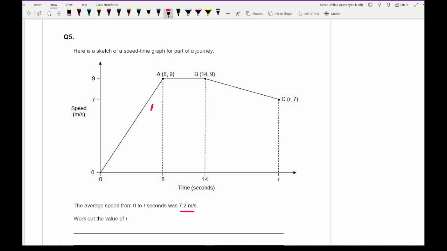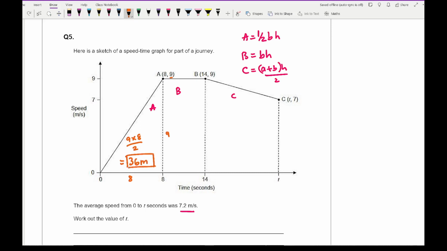So if I start by just labeling these three main areas, now A is a triangle, so the area is a half base times height. B is a rectangle, so that's just base times height. And C is a trapezium, where it's a plus b times h divided by 2. So let's start by working out the area of each of these sections. So this is 8, and using the coordinates, the length is 9, so it's going to be 9 times 8 divided by 2, and that gives me an area of 36 meters.